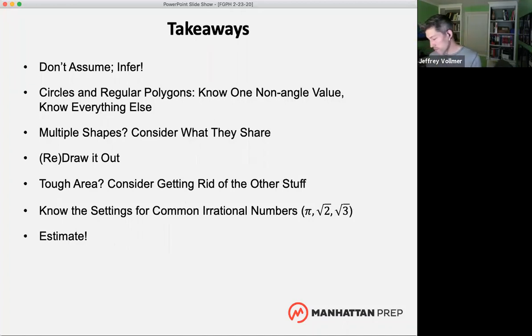Cool. I think we'll call it there. You get a calculator, an on-screen calculator for the integrated reasoning section. You do not get one for the quant section.